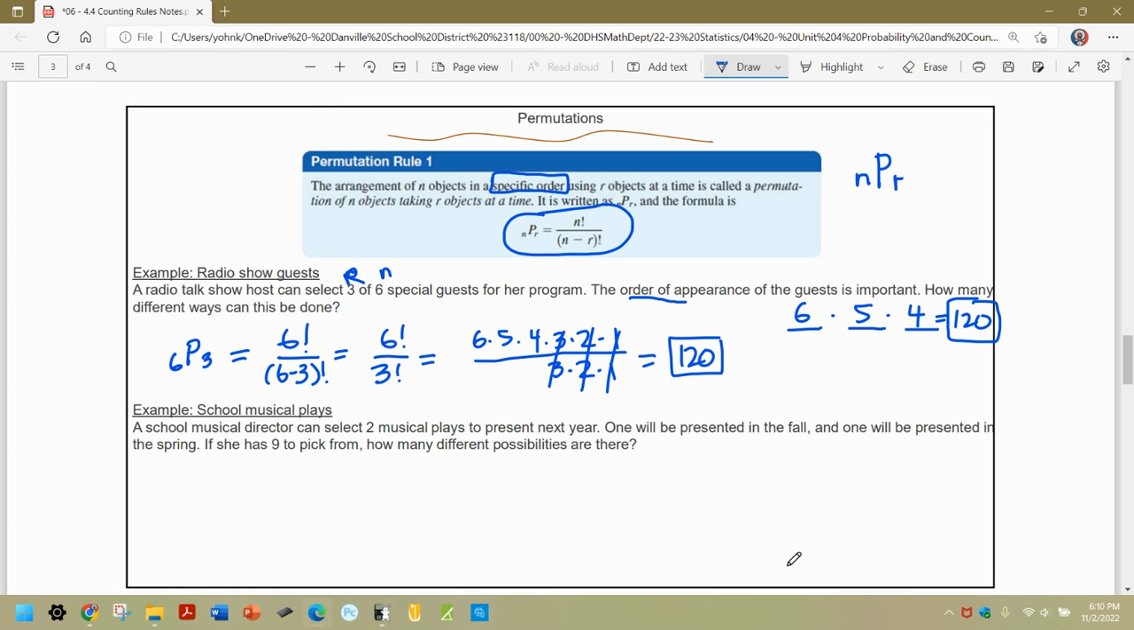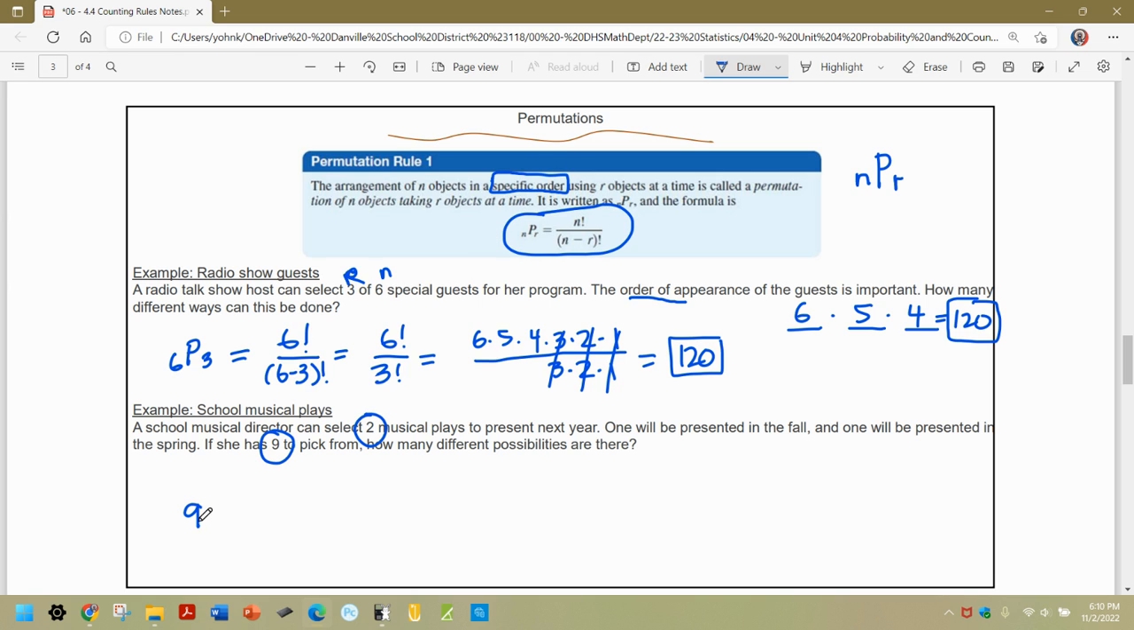Okay, let's do the next one. A school musical director can select 2 musical plays to present next year. One will be presented in the fall and one will be presented in the spring. If she has 9 to pick from, how many different possibilities are there? Well, I can think of these 9 that I'm picking from, and I'm picking 2. Those 9 plays that I'm picking have to be in a certain order. One is going to go in the fall and one is going to go in the spring. So since the order is important, I can use this permutation rule.